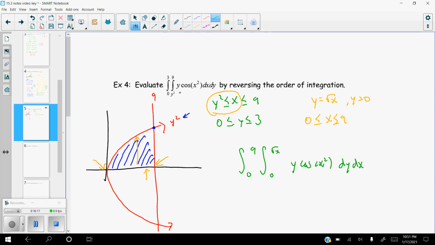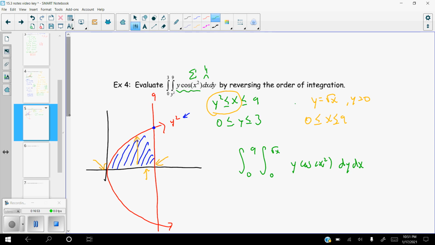Take a look at the original function. In order to do that with respect to x first, I'd have to know how to take the antiderivative of cosine of x squared. Well, we don't really have a good method to do that. We could go back to series, but we probably don't want to do that. That would not be so fun. So reversing the order of integration here is definitely our best bet.